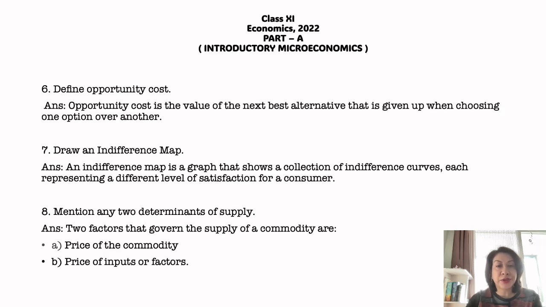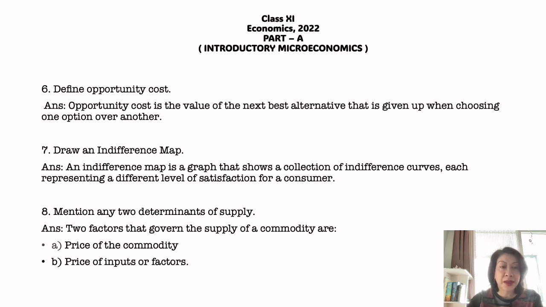Part A, Introductory Microeconomics. Question number 6. Define opportunity cost. Opportunity cost is the value of the next best alternative that is given up when choosing one option over another. What is an indifference map? We have already come across this question in another year's question paper.